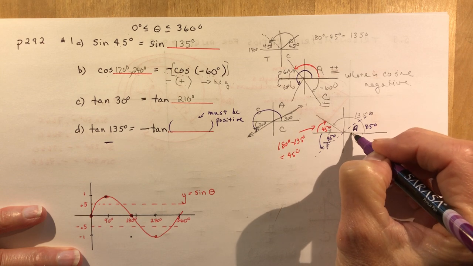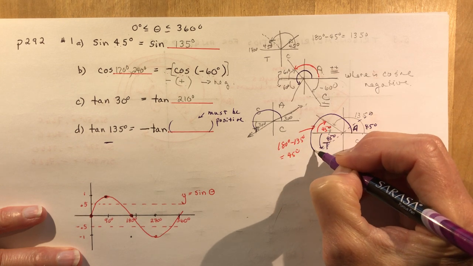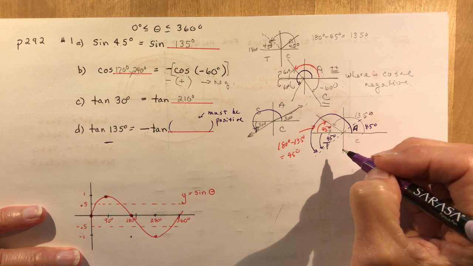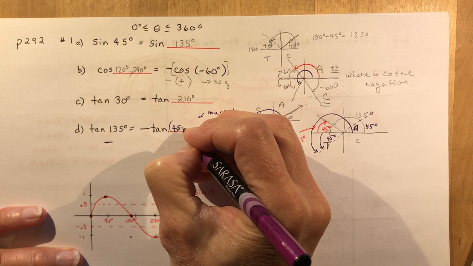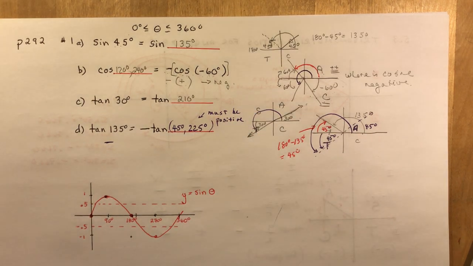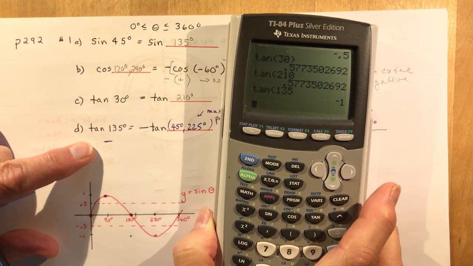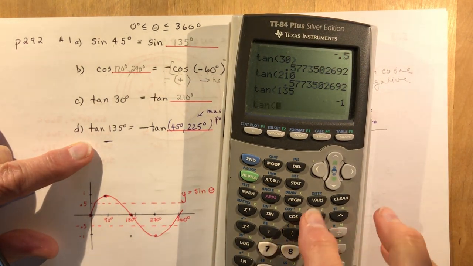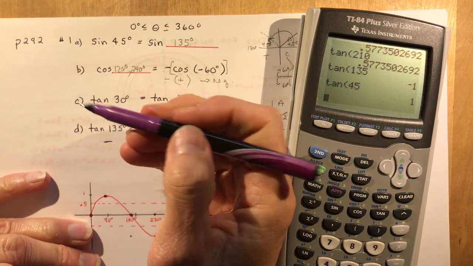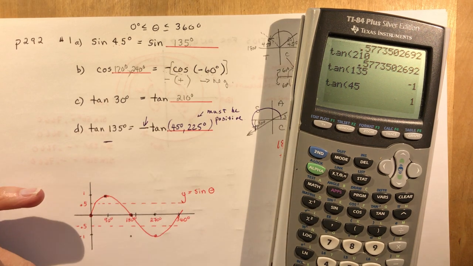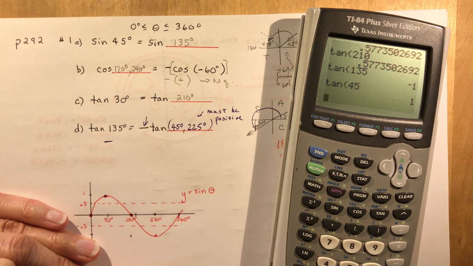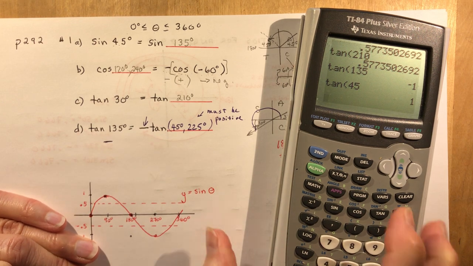But my principal angle means from here all the way around to here, and that would be 180 plus 45, which is 225. So I'm going to write 45 degrees and 225 degrees. Okay, so when I do the tan of 45, and watch what happens here, tan 45, I get positive 1, but this sign here is negative, so I'm taking the negative of 1, which is negative 1, which is going to be the tan of 135. I hope you can follow that.